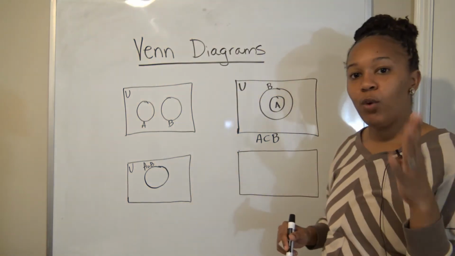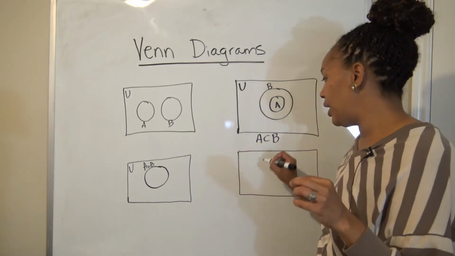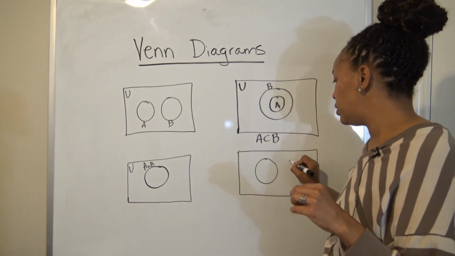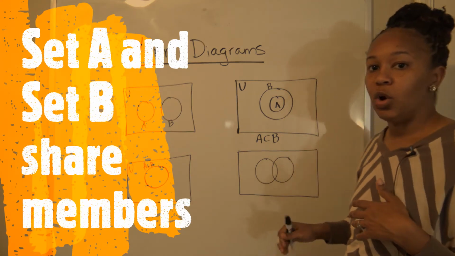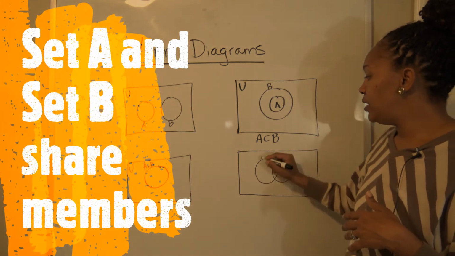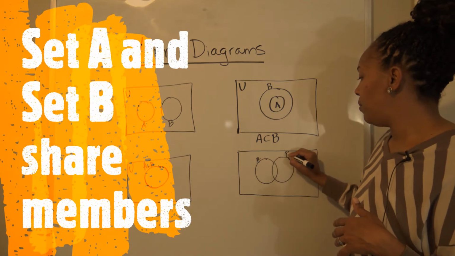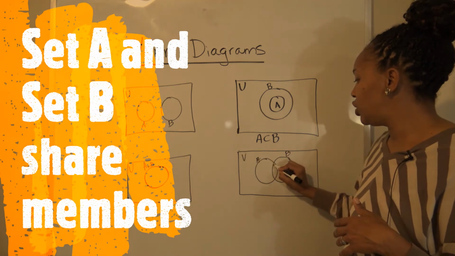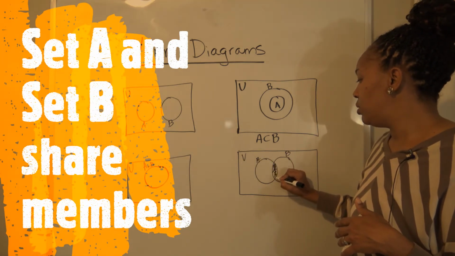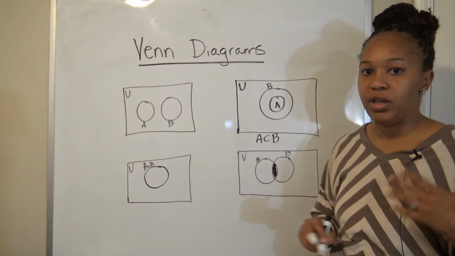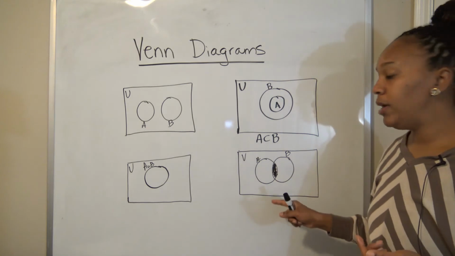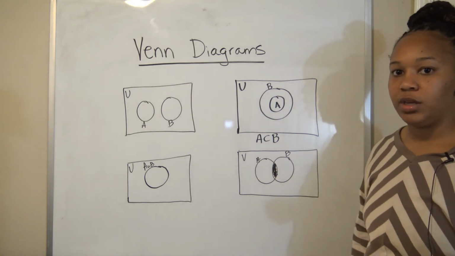All right. And then the fourth thing that can happen is that A and B can actually share some members. So they're not equal, but they do have members in common. And so we actually draw these sets to look like this, A and B, where they overlap. The shared space is this middle space right here. That's where they share their members. So any members that they have in common will be listed in that inner space right there.